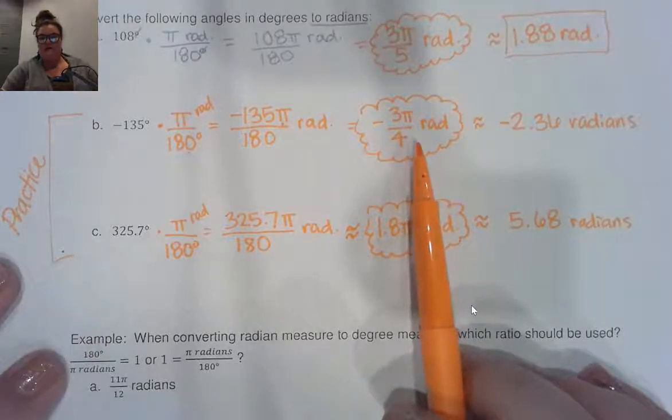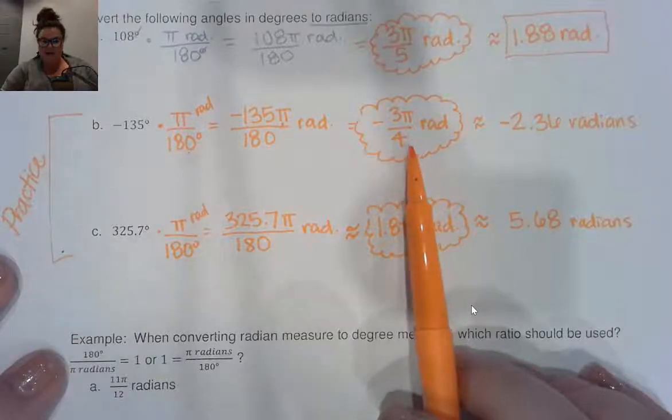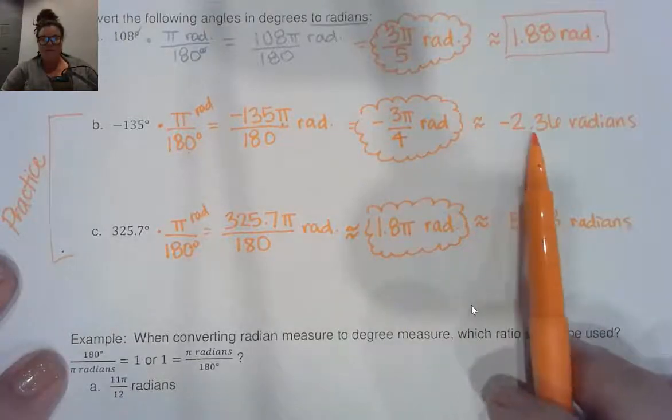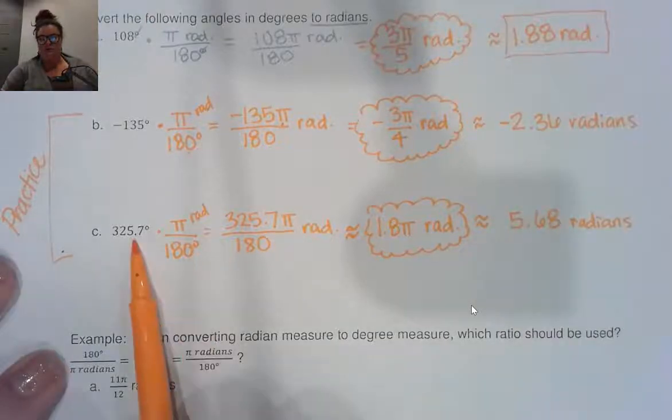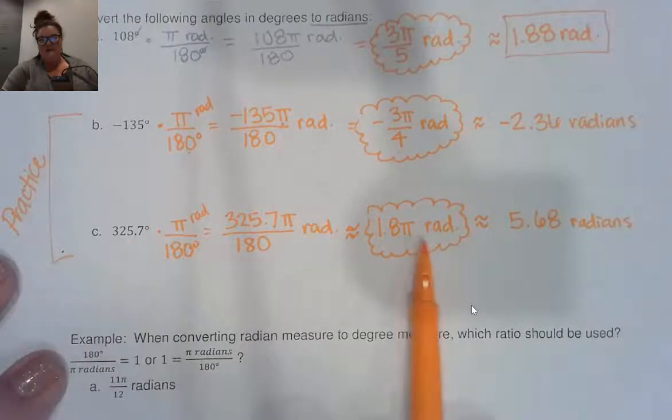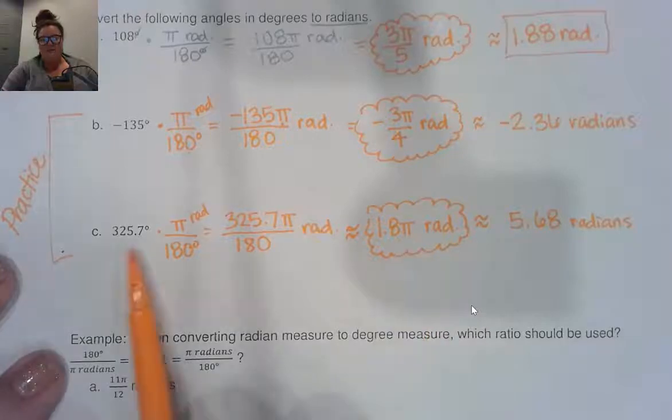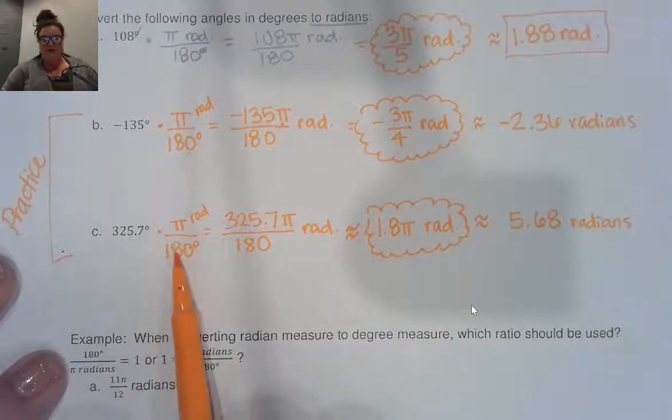Okay, and then if we wanted a decimal approximation versus a pi measure, then we can punch this into our calculator, which should give us negative 2.36 radians. Okay, same thing on the next one. Now this one, notice it already has a decimal. So if it already has a decimal, it's okay if you end up with a decimal even when you get your pi answer.